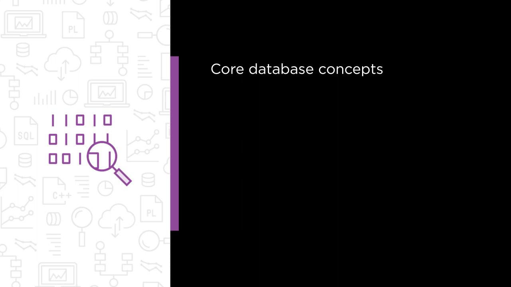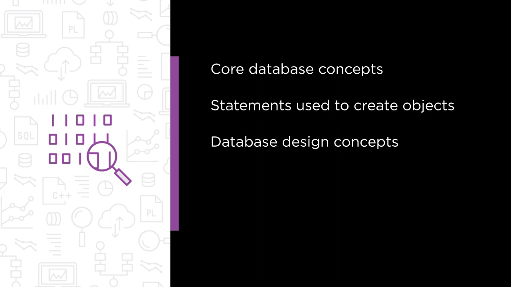You'll easily grasp these concepts, and then we'll move into the statements used to create objects and manipulate data. From there, we'll jump into high-level database design concepts and how that has an impact on data storage. You'll learn about relational integrity and the impact of primary, foreign, and composite keys.